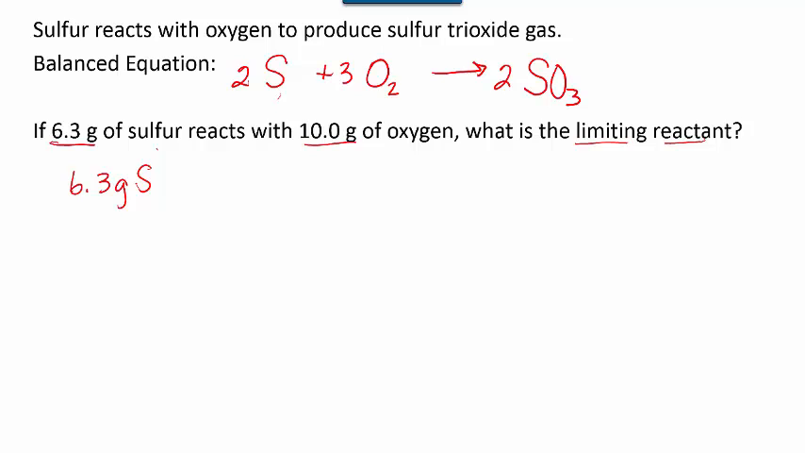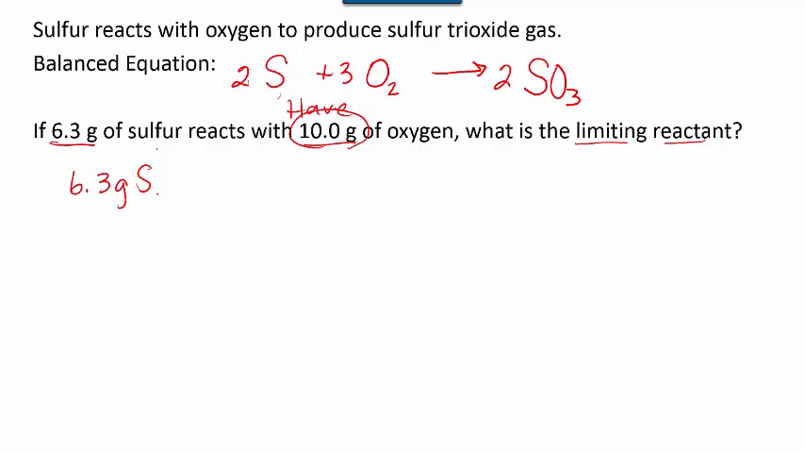Now I want to know, if I have 6.3 grams of sulfur, how much oxygen do I need? Because I know how much oxygen I have. I have 10 grams sitting in my laboratory. How much oxygen do I need if I use up all 6.3 grams of sulfur? And that's going to tell me if sulfur is my excess or my limiting reagent.